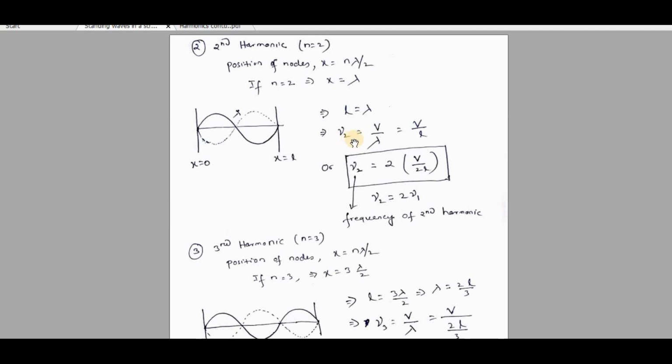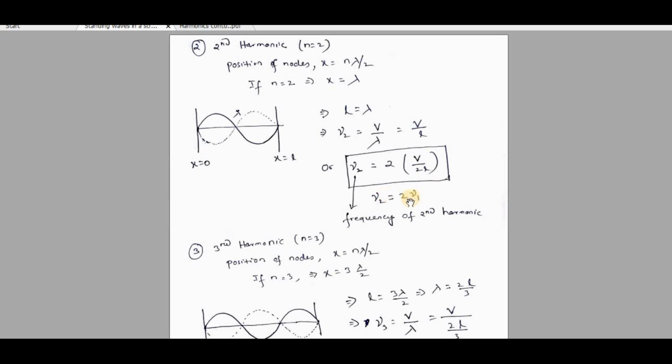So you know that mu is equal to v by lambda. In place of lambda I am putting L. So the frequency of the second harmonic will be mu 2 equals v by L. If you multiply by 2 and divide by 2, you can rearrange this. You multiply 2 here, divide 2 here. So this gives the frequency of the second harmonic. Now you can see v by twice L is equal to mu 1. I already showed you that the frequency of the first harmonic is v by twice L.